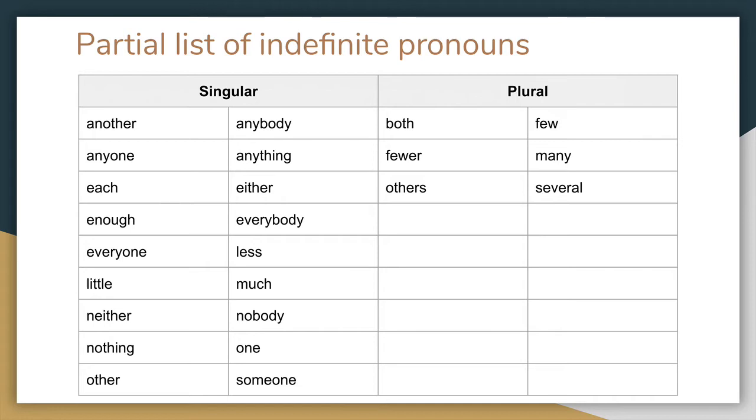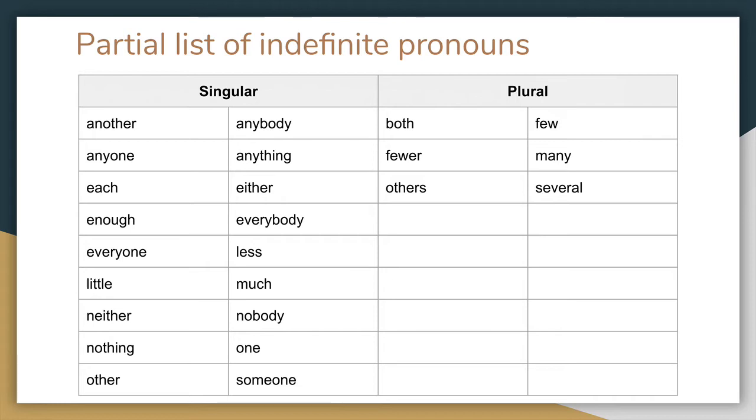All right, here is a partial list of indefinite pronouns, and just looking at the list, you can see that pronouns can be separated by number. In other words, there is a group of indefinite pronouns that are singular and a group that are plural. It's important for you to know which are singular and which are plural, because you will have to write sentences that are grammatically correct.